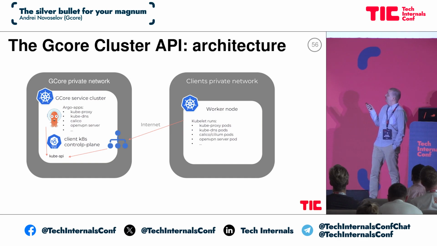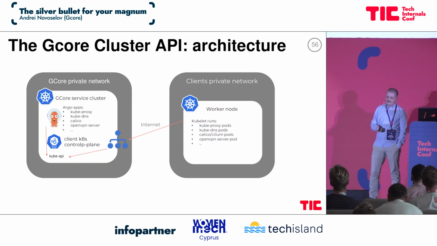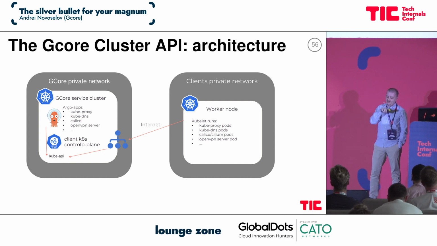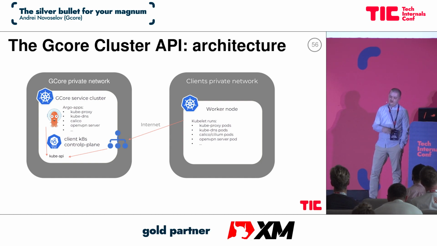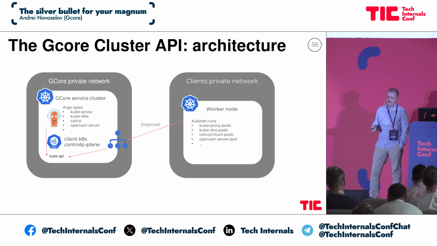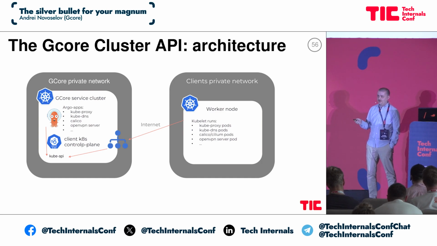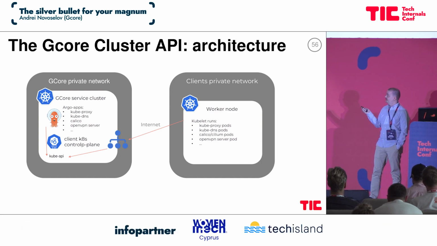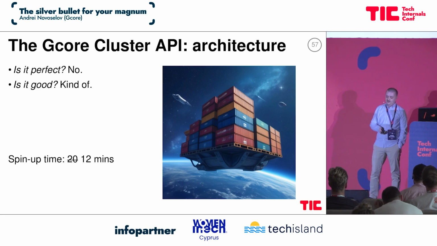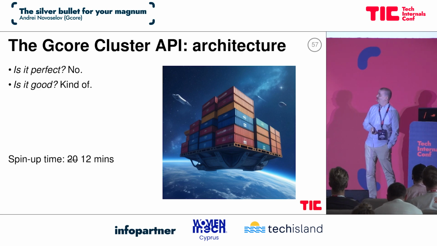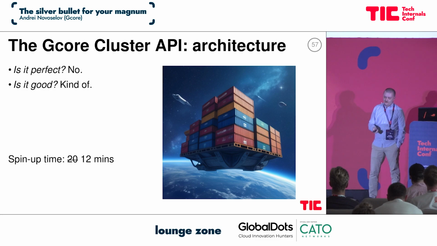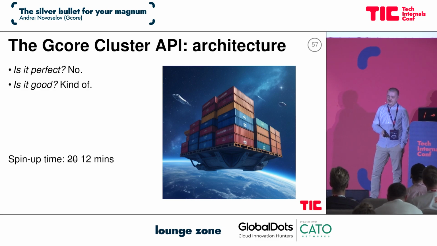So we set up Argo CD in the management cluster. And it has access to the API of the client's cluster right inside the same Kubernetes cluster. And it has the application for all the client's infrastructure, for kubeproxy, kubedns, for CNI, for OpenVPN server. So if clients use kubectl to delete something from the API, then Argo CD will reconcile it. And is it perfect? No. Is it good? Much better. And now the spin-up time moved from 20 minutes to 12 minutes.